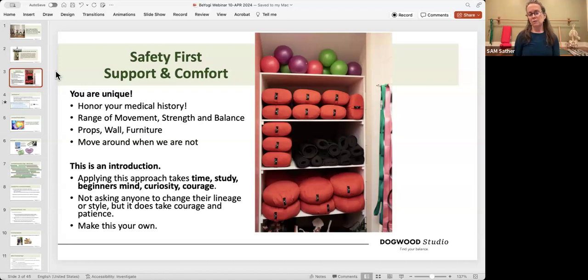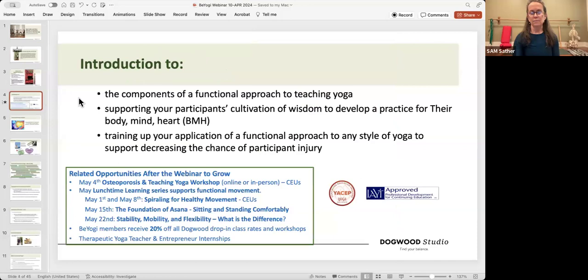To really walk into this practice, it took me courage and a lot of patience. So make this your own. I have my team that I showed on the slide, all were interns at Dogwood Studio, my studio, and really came to learn this type of approach. And now they're teaching me, and I just learn every day from them.